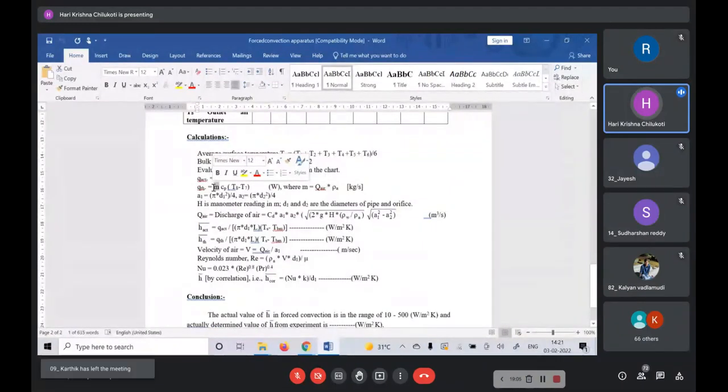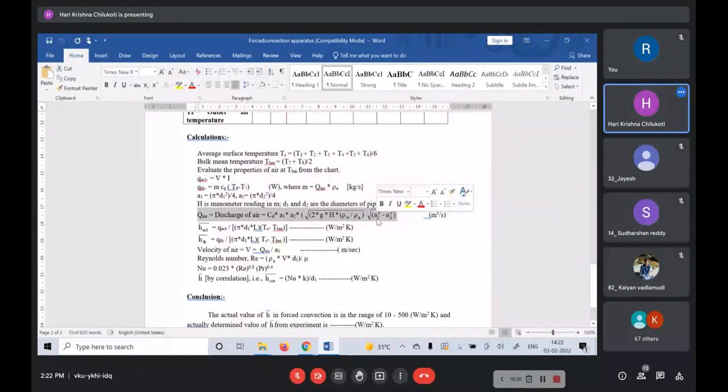Now, as I have mentioned, we are using the orifice meter here to determine the mass flow rate to the test section region. By using this particular formula, we can find out the mass flow rate through the test section region. This again is applying Bernoulli's equation from the inlet to the orifice up to the area where the orifice diameter is minimum.